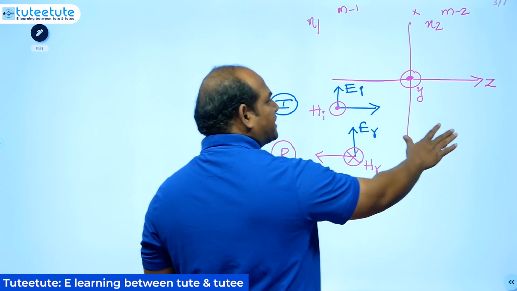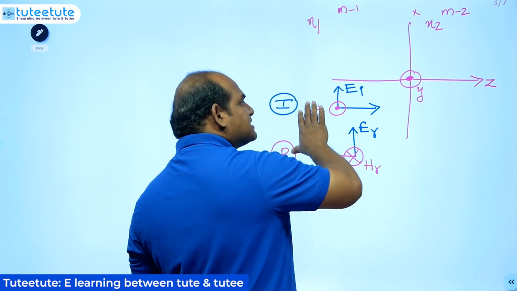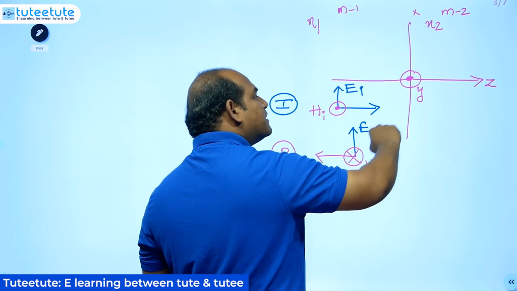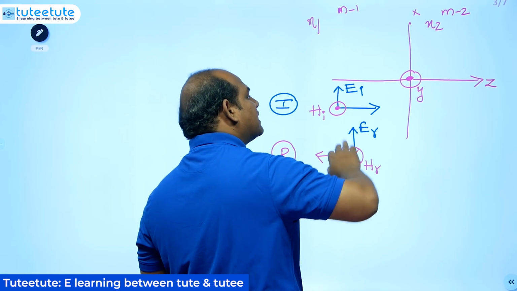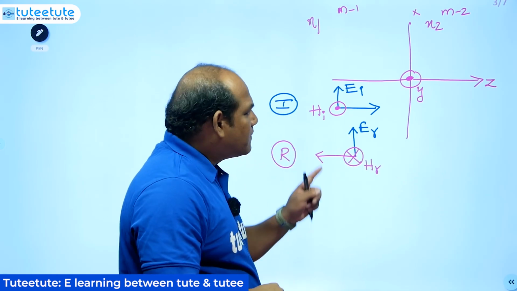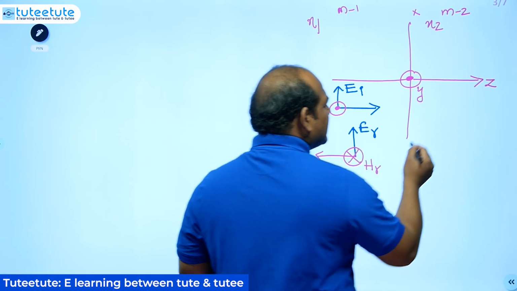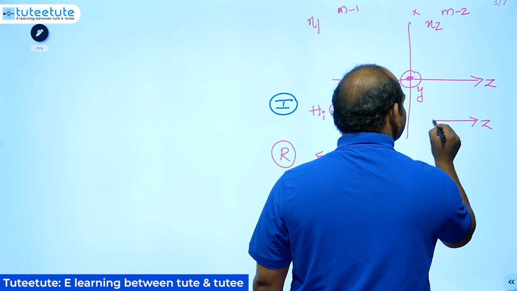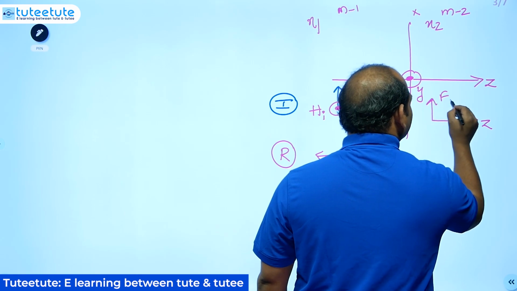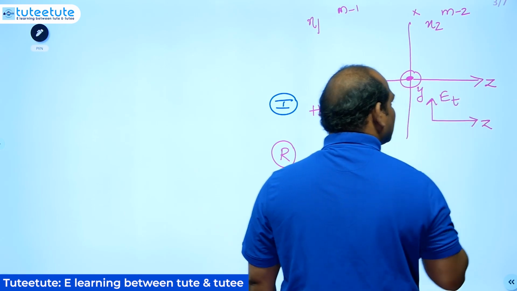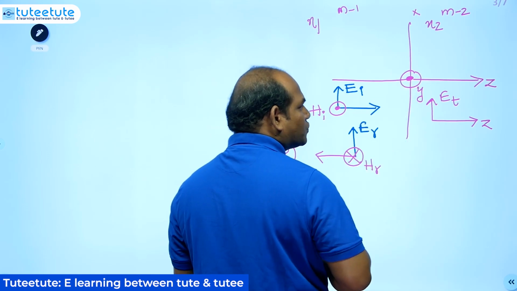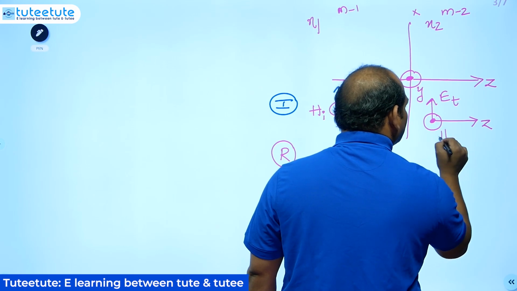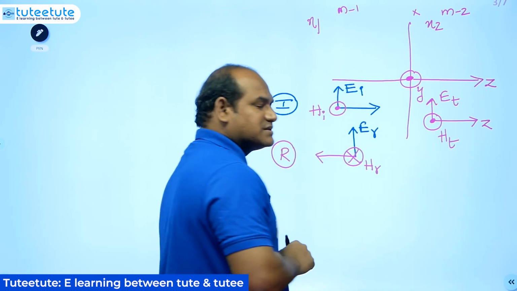Now the transmitted wave. After this electromagnetic wave is incident onto the boundary, I have already said that because of the impedance mismatch, something is reflected and the remaining will be transmitted into medium 2. That means here also it is traveling towards the z direction only, so there is no change in the electric field orientation. That means the transmitted signal ET is again towards the x direction only, and the magnetic field is coming out of the screen, like this, HT.